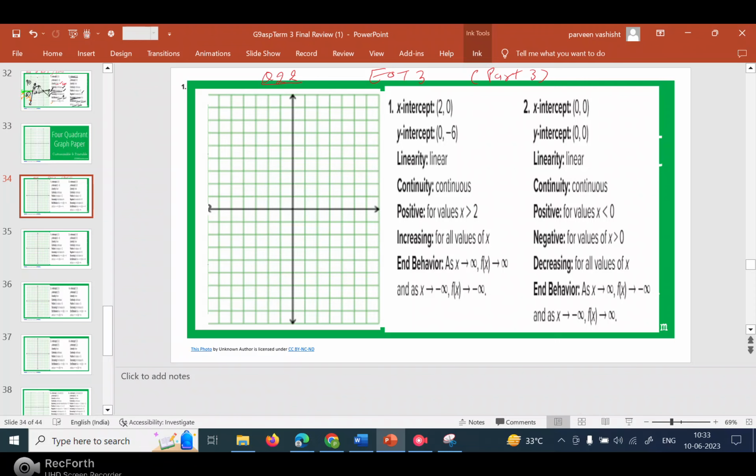Question number 22 is based on drawing the graph when these things are given to you. Let us go with the first question. First, you will see what is given to you. The x-intercept is at (2, 0). So you will see a point. The x-intercept is (2, 0). This is my point (2, 0).